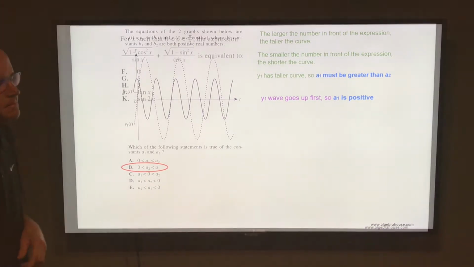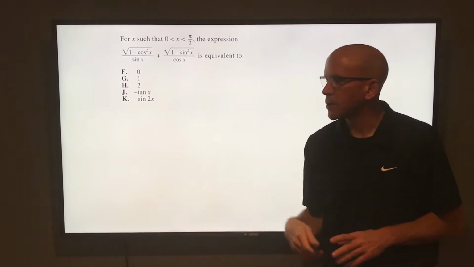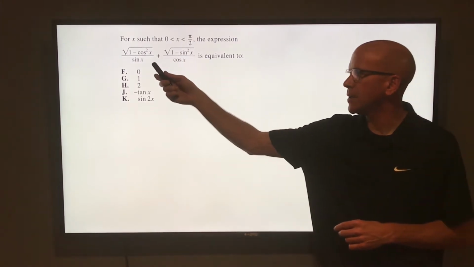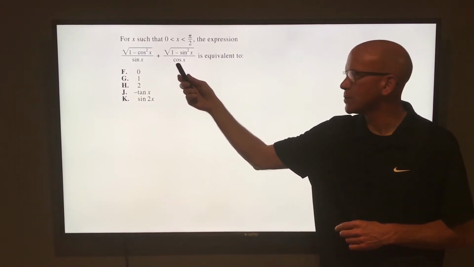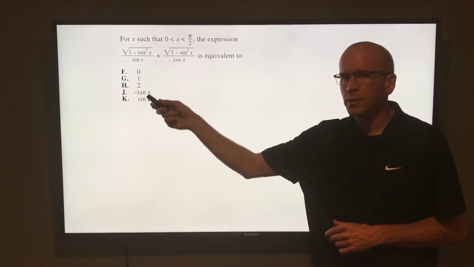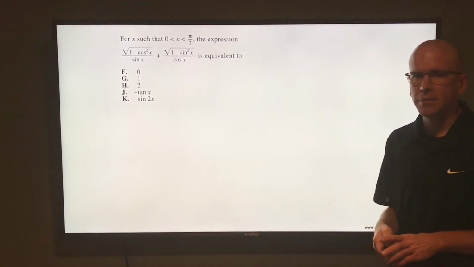Letter B. For x such that 0 is less than x, which is less than pi over 2, the expression the square root of 1 minus cosine squared of x over sine of x plus the square root of 1 minus sine squared of x over cosine of x is equivalent to which of these? You do have to have some knowledge on trigonometric identities in order to have a shot at this.